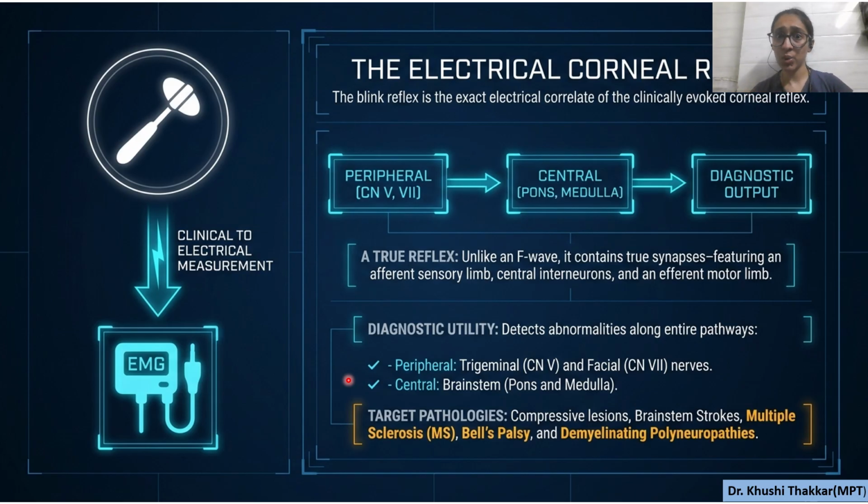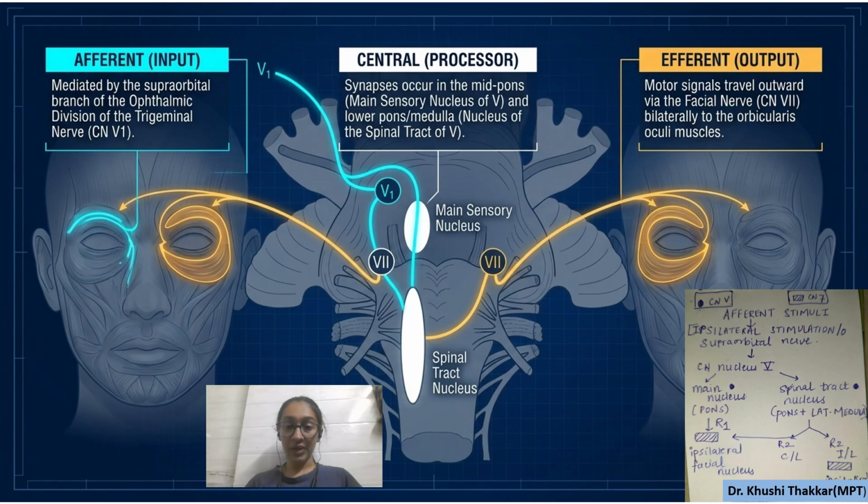The pathologies which we can address using blink reflex include compressive lesions, as we said, tumors, SOLs, then brain strokes, multiple sclerosis, Bell's palsy, and demyelinating polyneuropathies. Now let's understand the actual pathway of the blink reflex.